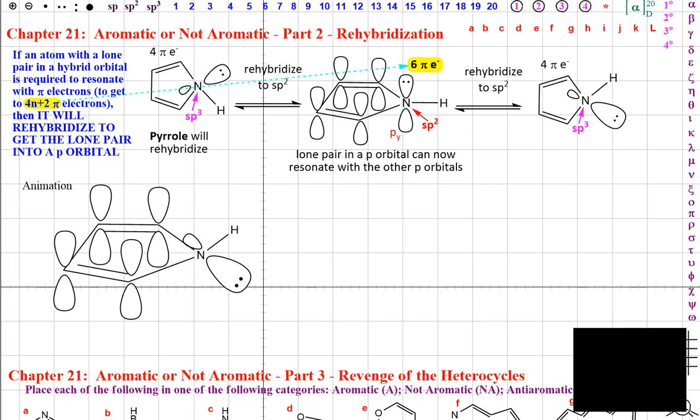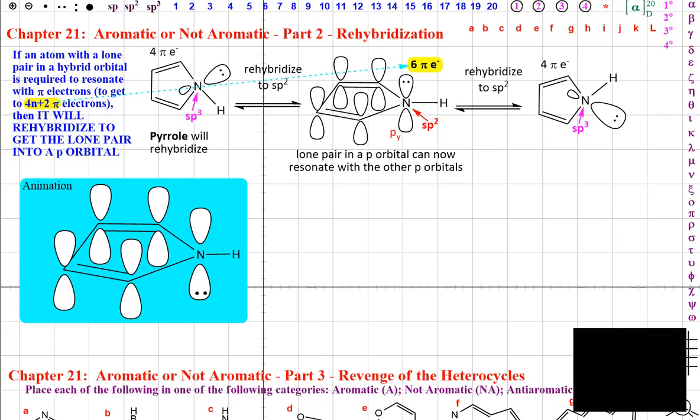This brings to a closing animation. We've arrived at this hybridized form here, and the molecule is going to spend almost no time like this, spending 100% of its time like this. P orbitals resonating with each other fully in a circle, top and bottom.